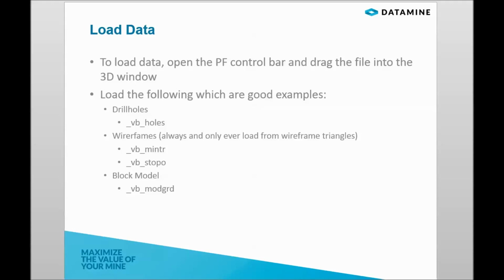The files that we're going to use, which are good examples for the demonstration, are vbholes, vbmintr, vbstopo, and vbmodgrd. For wireframes, you'll notice there's a wireframes points and a wireframes triangle folder in project files, but always and only ever load data from wireframe triangles.